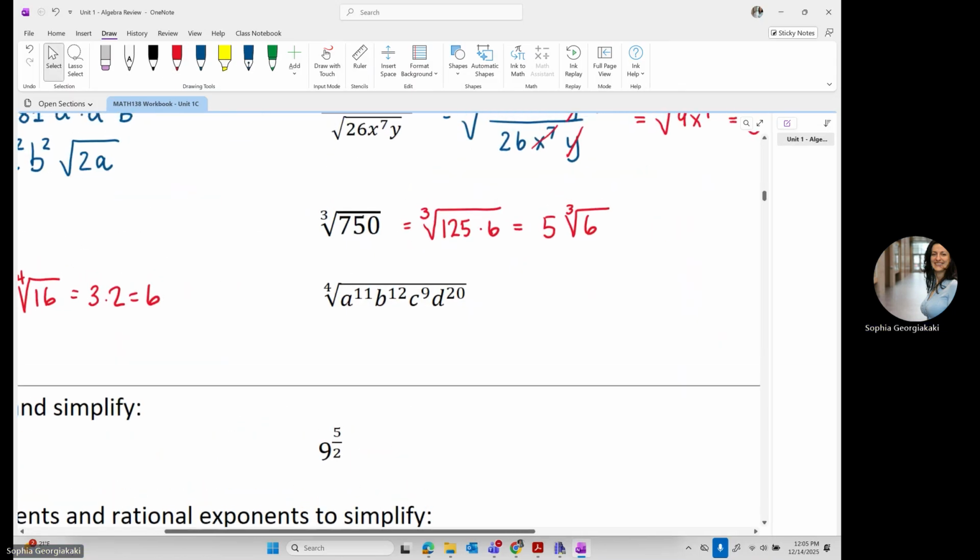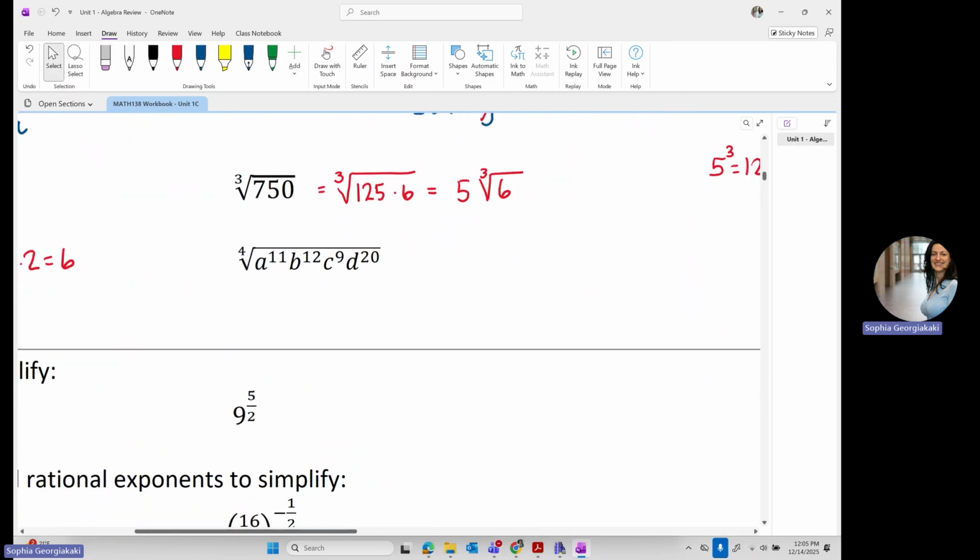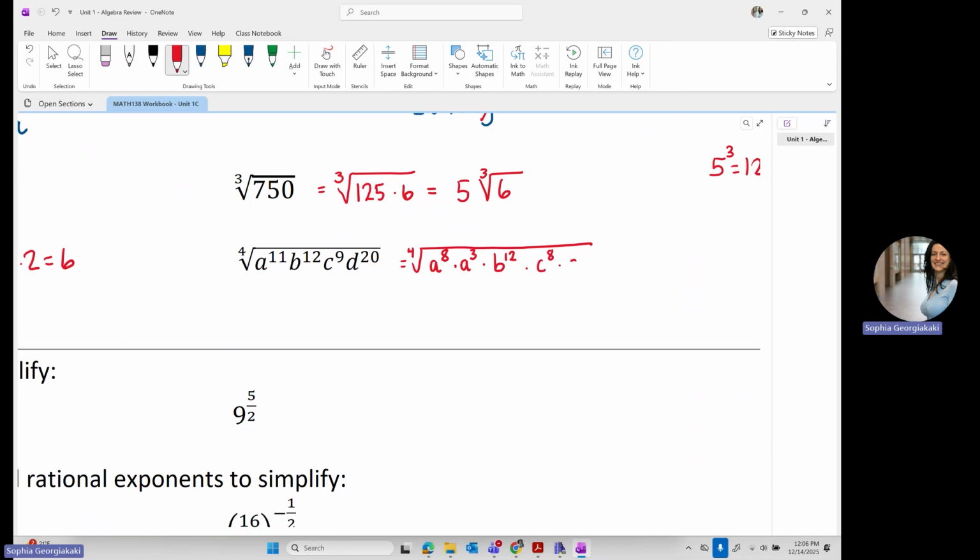Here, the index of the root is 4, so I'm looking for exponents that can be divisible by 4. 11 is not divisible by 4, but I can write it as a to the 8th, that is divisible by 4, times a to the 3. The b to the 12 is an exponent divisible by 4. C to the 9th, 9 is not divisible by 4. I can write it as c to the 8th times c to the 1. And d to the 20 has an exponent divisible by 4.